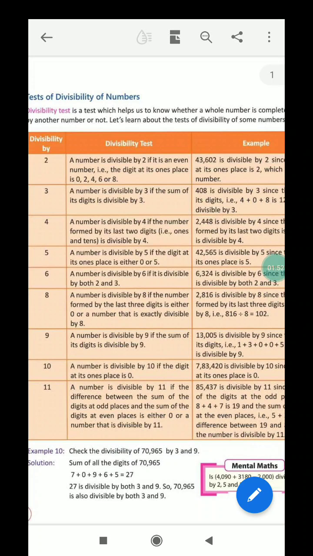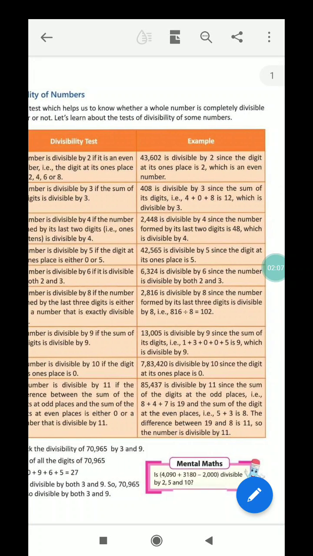When we do the examples, we will be able to understand how to do this. Again, in number 2, divisibility by 3. A number is divisible by 3 if the sum of its digits is divisible by 3. For example, we will take 408. 408 is divisible by 3 since the sum of its digits, that is 4 plus 0 plus 8, equals 12, which is divisible by 3. That means 3 4s are 12.